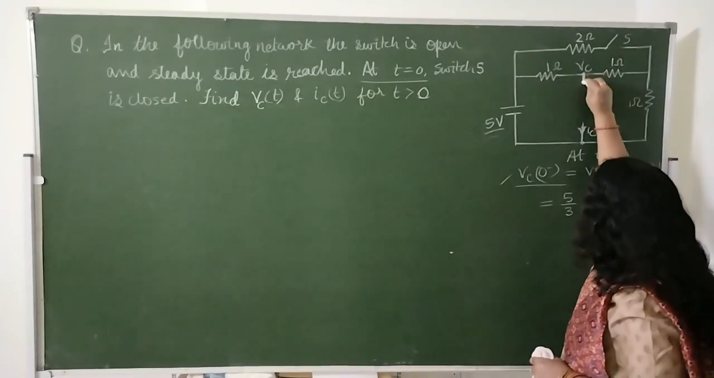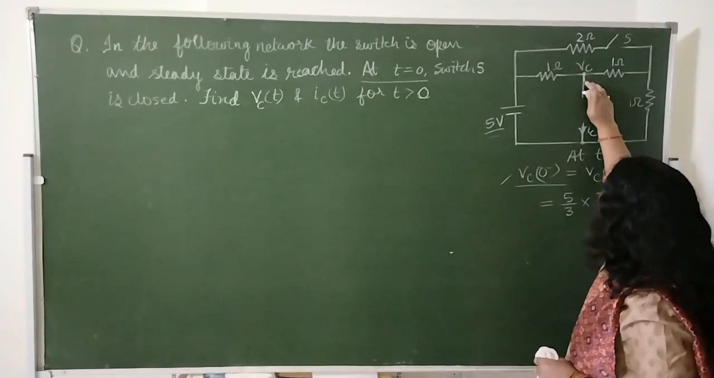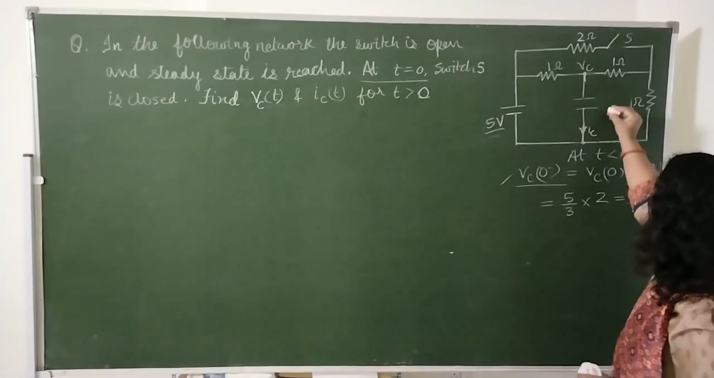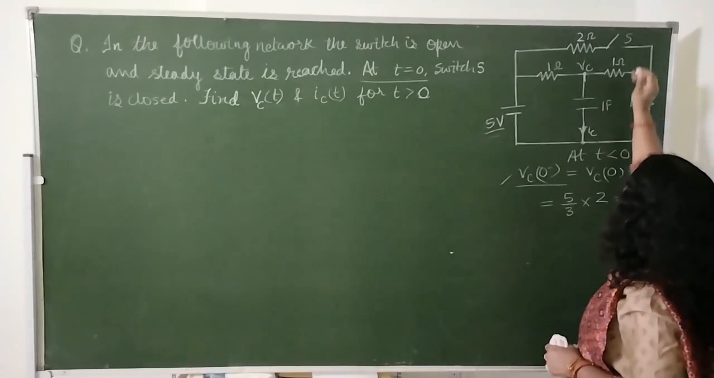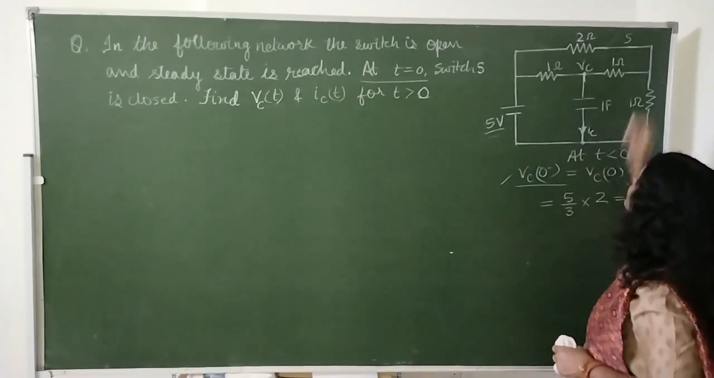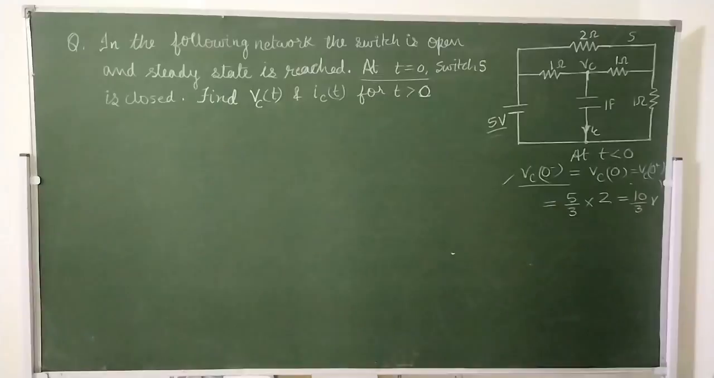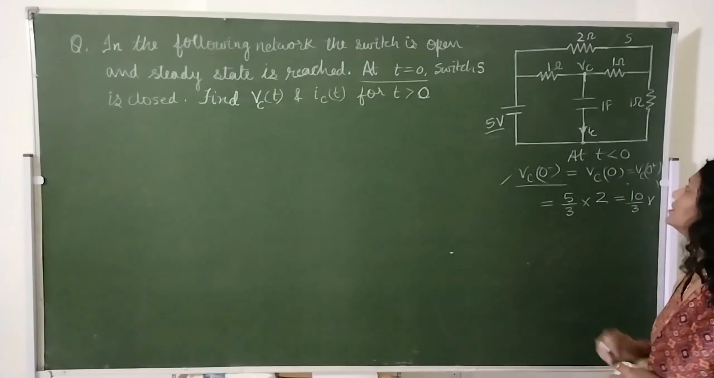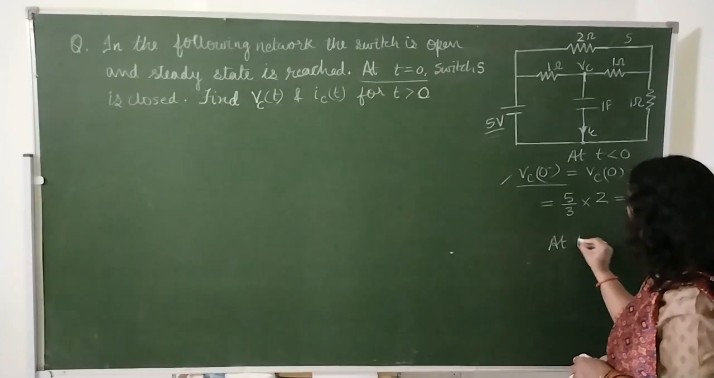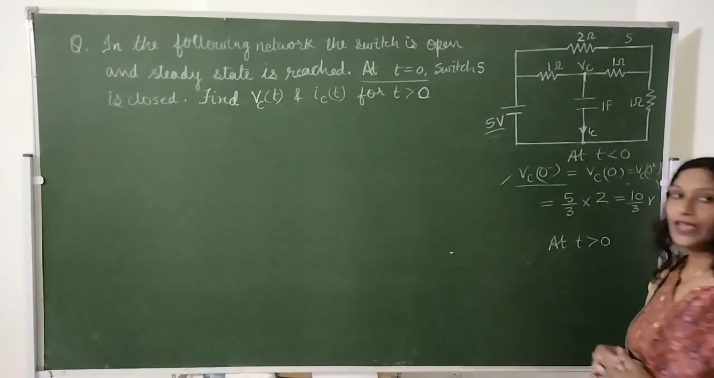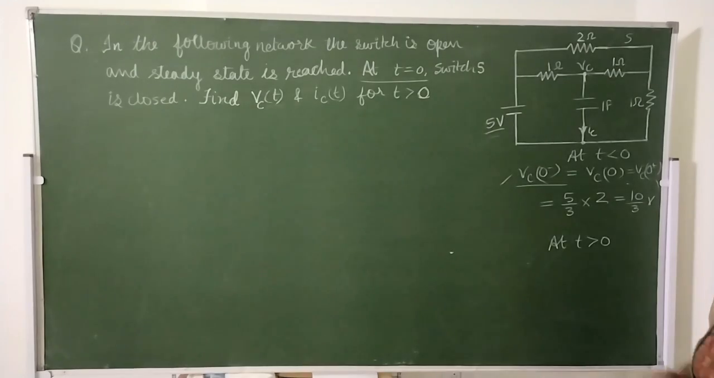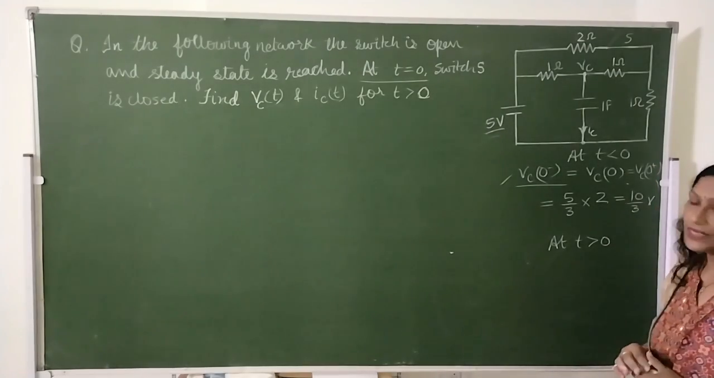Now we will see our circuit at time t equals 0. At t equals 0, this capacitor is again part of our circuit and this switch is closed. Now at t equals 0 this is our network, and at t greater than 0 we have to write KVL to find these expressions. But our circuit is a little complicated.